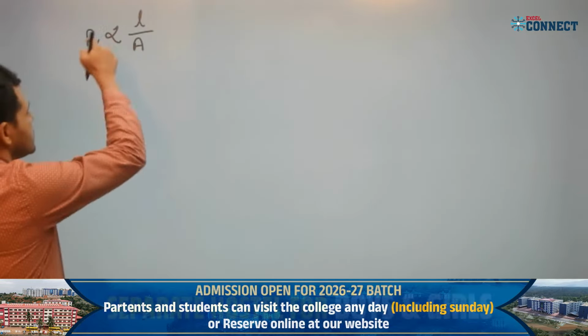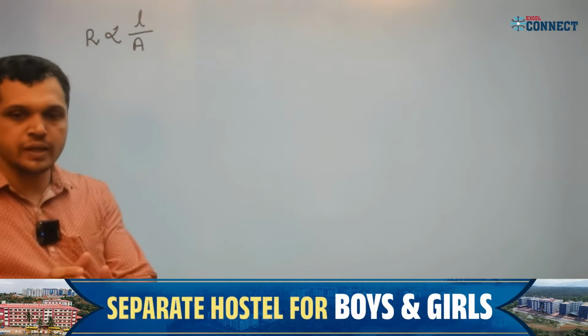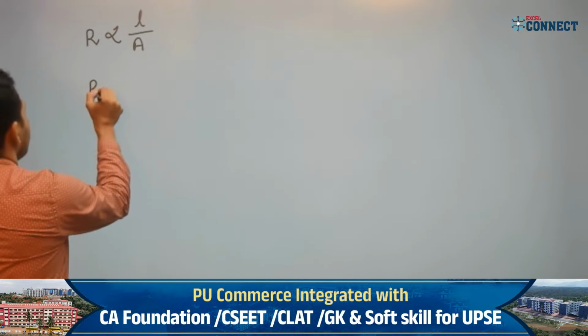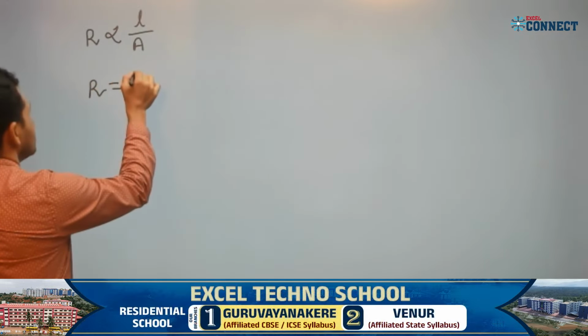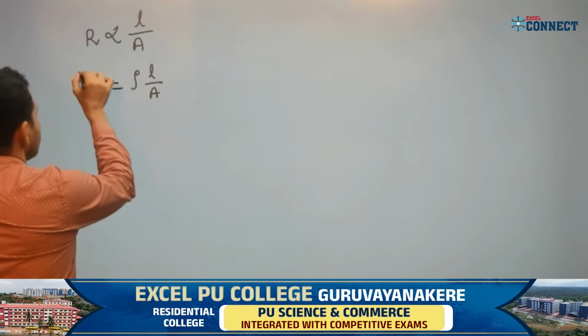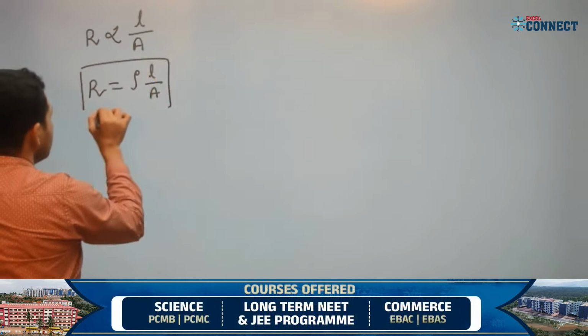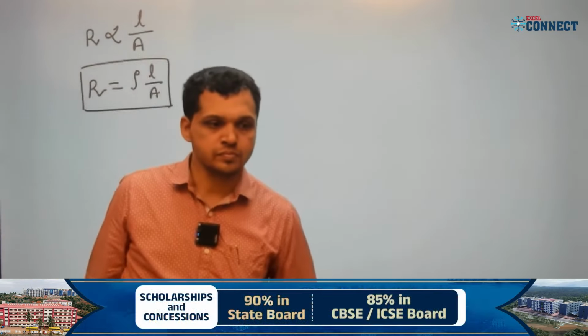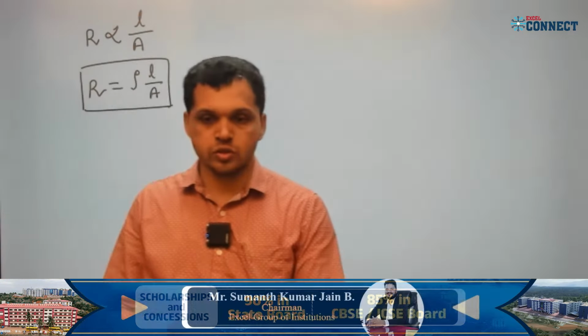Now how to remove this constant of proportionality? Introduce one constant. What is that constant? R is equal to rho into L by A. R equal to rho L by A. What is this term rho here? What is the term rho? Students, what is the term rho?